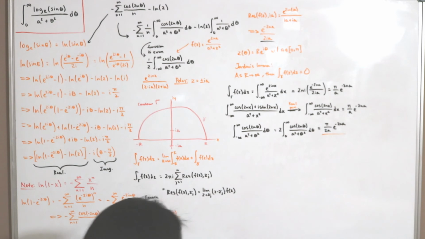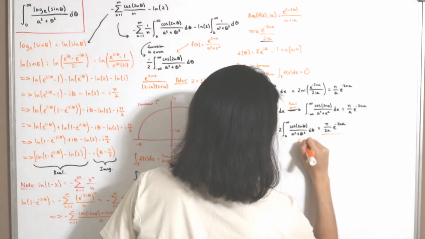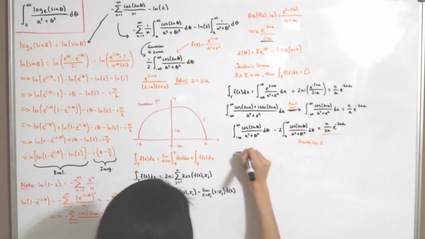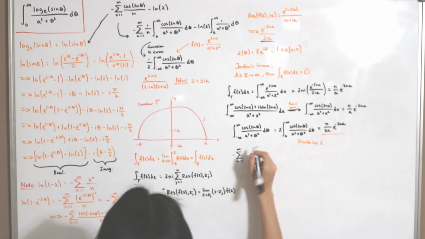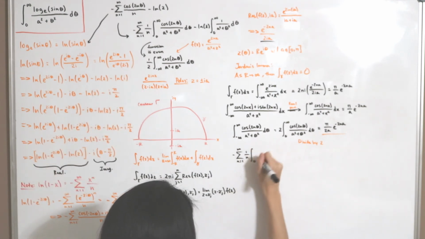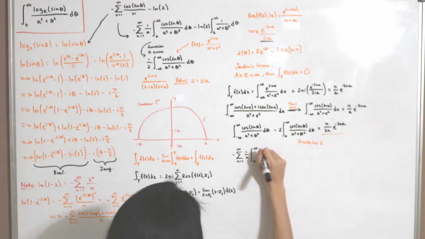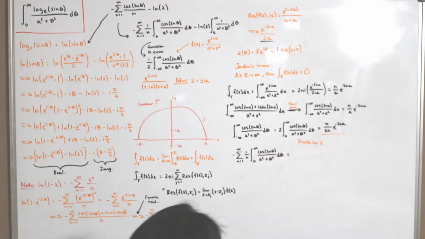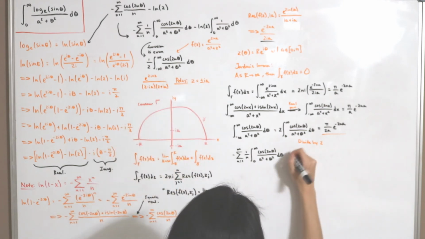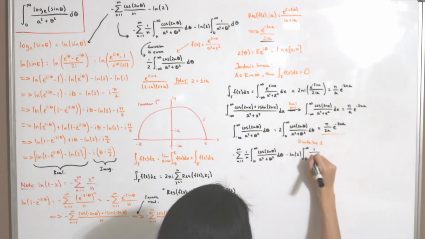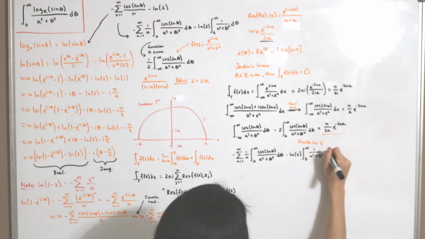Let me justify by saying divide by 2 on both sides from here. Now going back to our sum, we have negative the infinite sum from n equal to 1 to infinity of 1 over n times the same integral from earlier: theta from 0 to infinity, cosine of 2n theta divided by a squared plus theta squared d theta. And don't forget, we also have to evaluate the minus ln of 2 times the integral from 0 to infinity of 1 divided by a squared plus theta squared d theta.